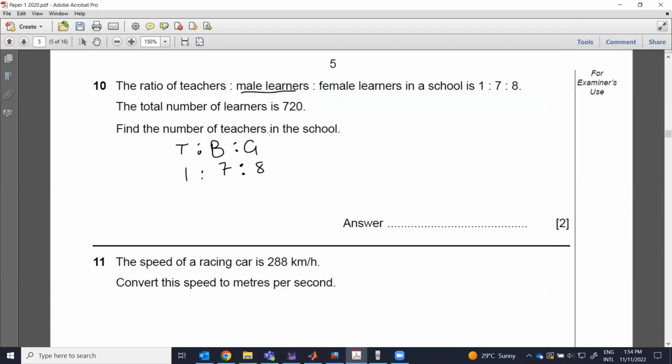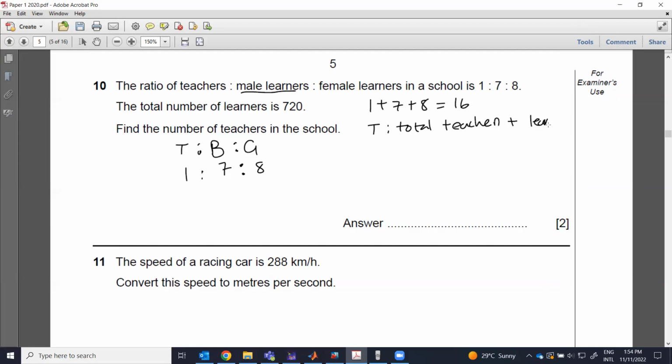So what you can do is add all these together. So you have 1 plus 7 plus 8. This is 8 plus 8, which is 16. So the total number of teachers and learners, let's call it T.